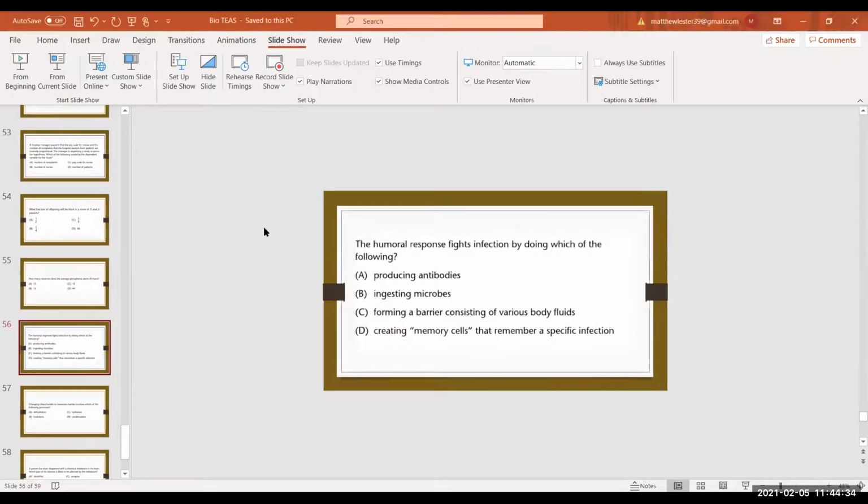Okay, so the humoral response fights infection by doing which of the following? Produces antibodies, ingests microbes, forms a barrier of various body fluids, or creates memory cells that remember a specific infection. Also, one good test taking strategy: if you don't know, you still have a 1 in 4 chance of being right.